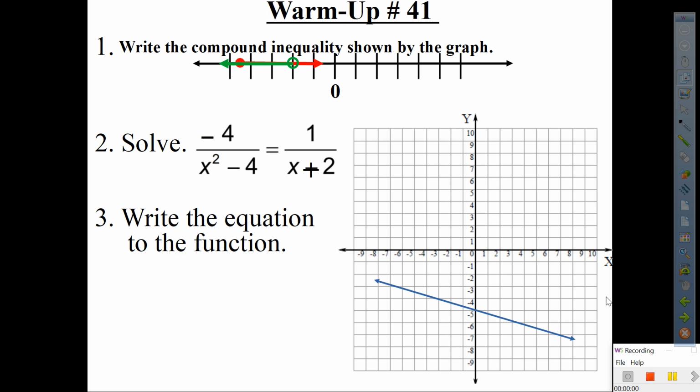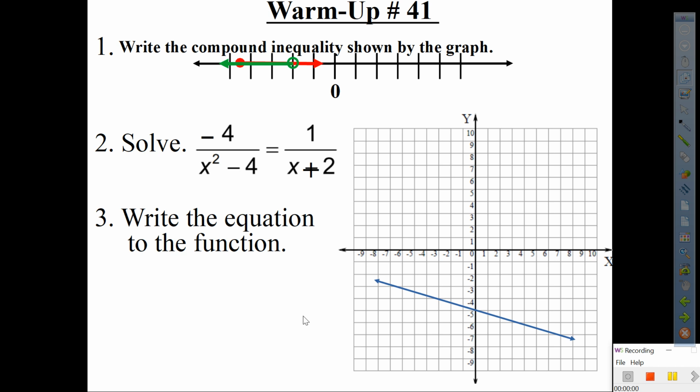Alright, so once again, warm-up number 41 is on the screen. Number 1 says write the compound inequality shown by the graph. We have a green graph with an open point at -2, pointing to the left with an arrow at the end. We have a red graph, between -4 and -5, with a solid point, and that one's pointing to the right with an arrow going to the right.